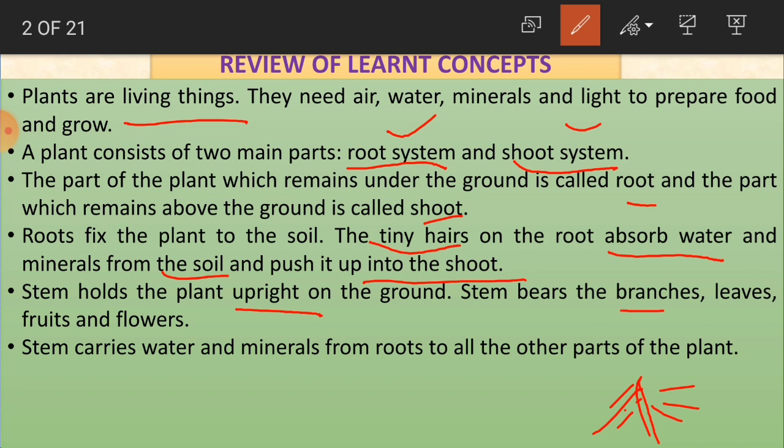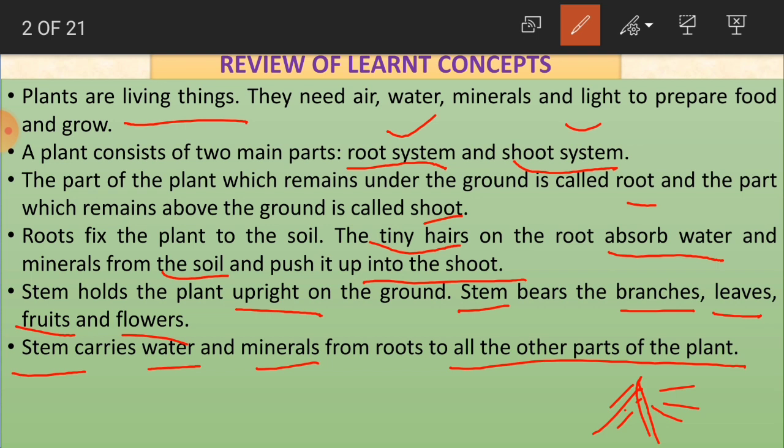Stem bears branches, leaves, fruits and flowers. What does this stem have, children? Bears, in the sense, means it contains branches, leaves, fruits and flowers. And the stem carries water and minerals from roots to all the other parts of the plant. As I said earlier, with the help of the stem, the water and minerals are carried from the roots to all the other parts of the plant.